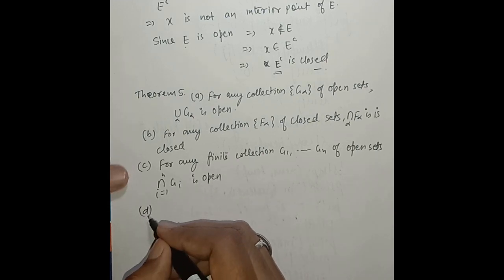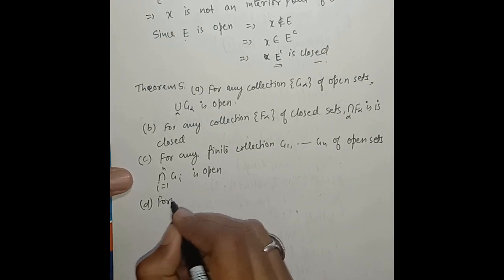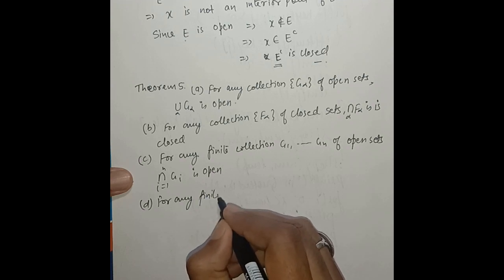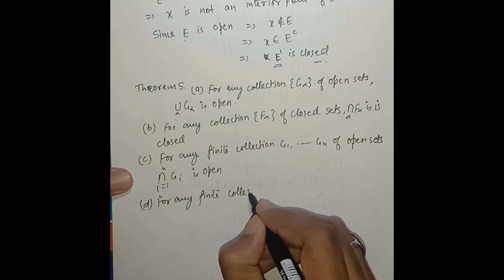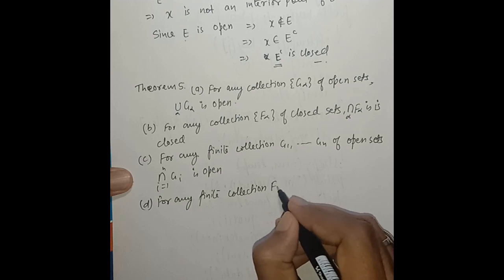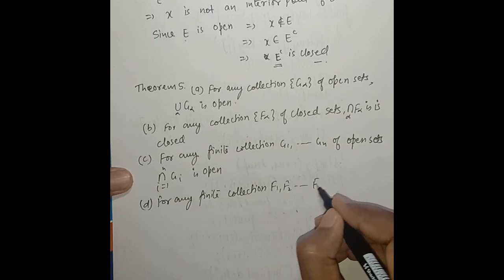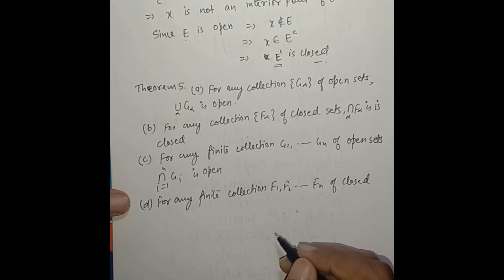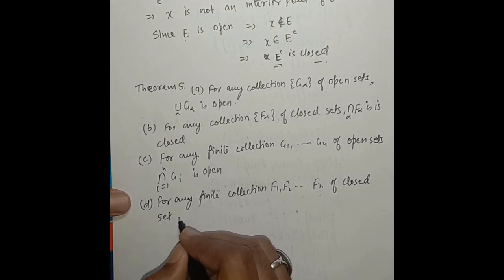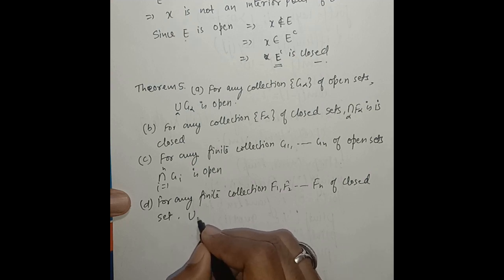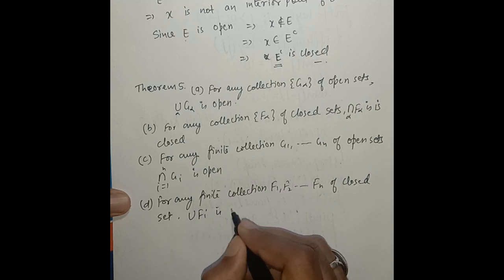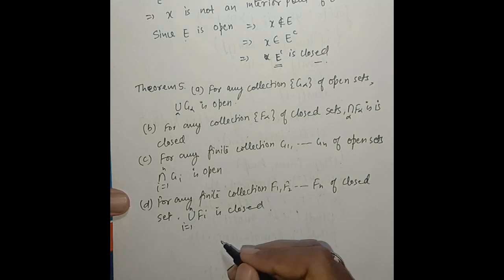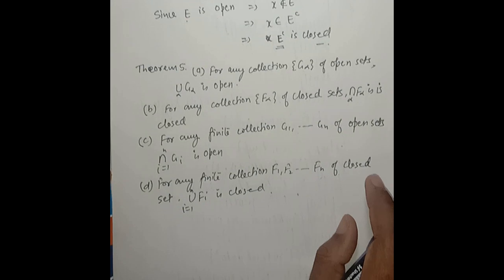In the last part, part D: for any finite collection F1, F2 up to Fn of closed sets, the union of Fi, i from 1 to n, is closed. And we prove it one by one.